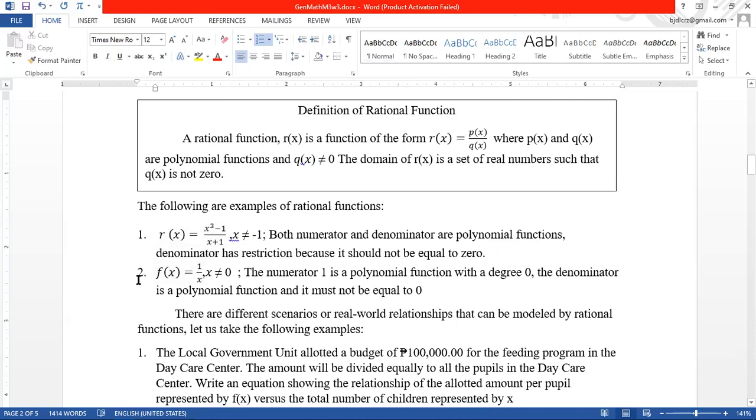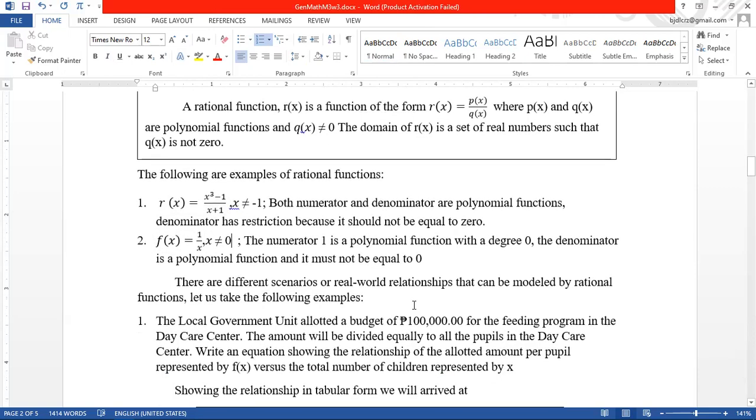Okay, next, the second one is f of x is equal to 1 over x wherein ang x should not be equal to 0 again. So the numerator is a polynomial function with degree of 0. Why? Because it is a constant function. Okay, the denominator is a polynomial function and it must not be equal to 0. Okay, ma-DNE na po siya.